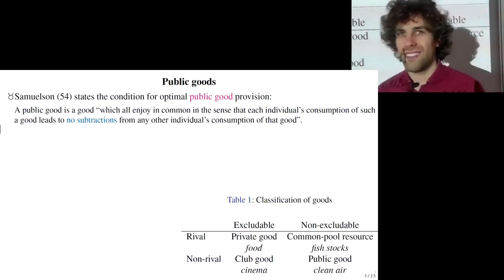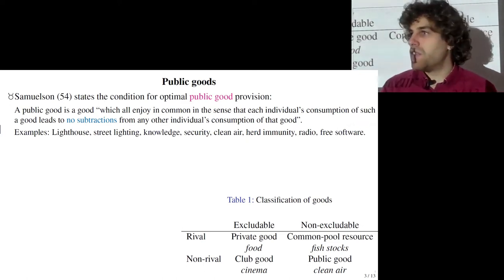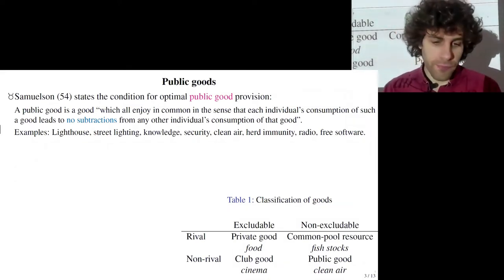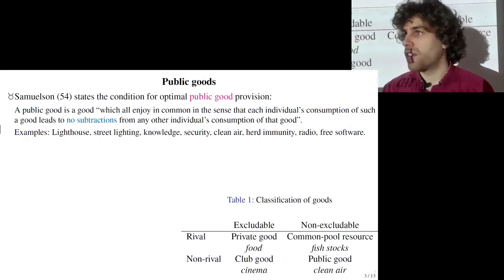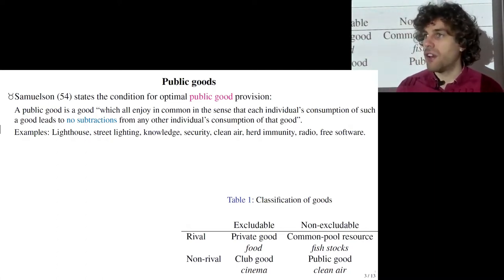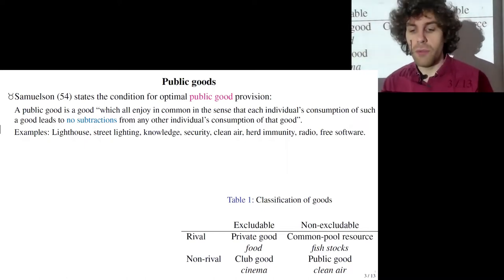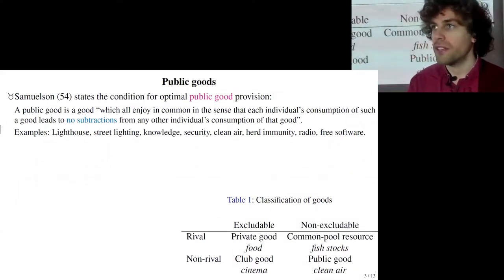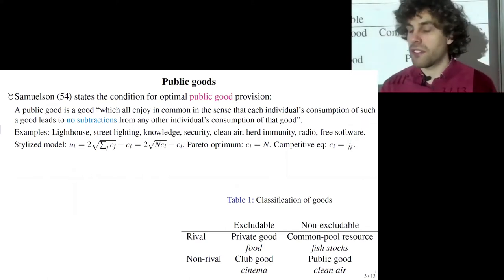Another example? Okay, so here are more examples. A lighthouse benefits all boats, and you cannot prevent a boat from using the light. Similarly, street lighting. Knowledge is a very important public good, because to a large extent, knowledge is freely available. Security, like national defense, or the security brought by police. Clean air, immunity, we have said already. Radio frequencies as well. You can air the radio without paying, unless there is a tax. And this is why public goods will require taxes. Yes?